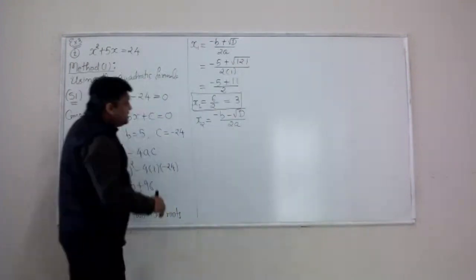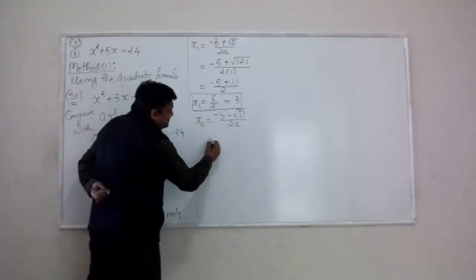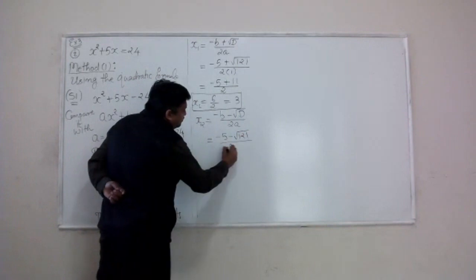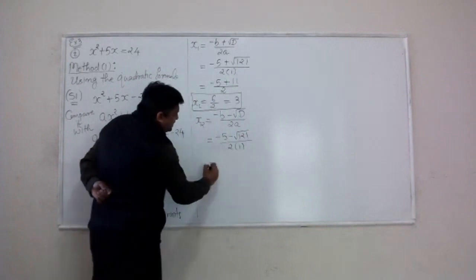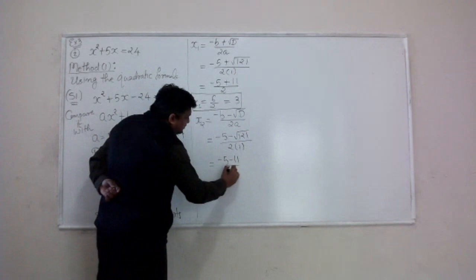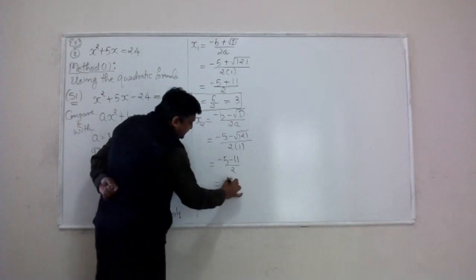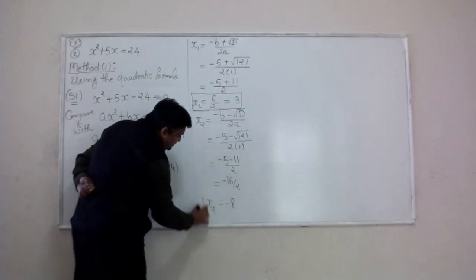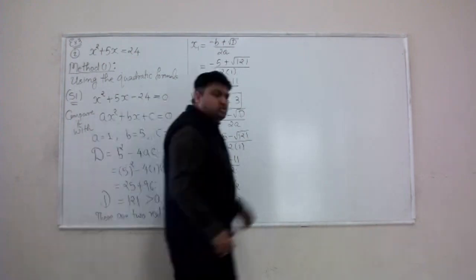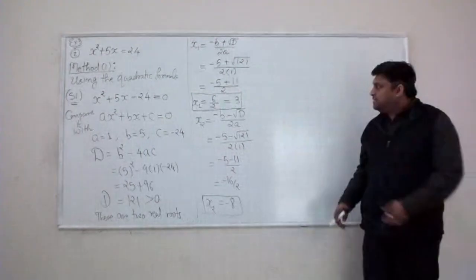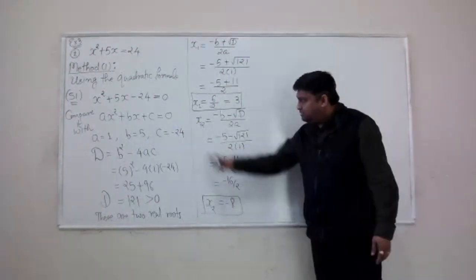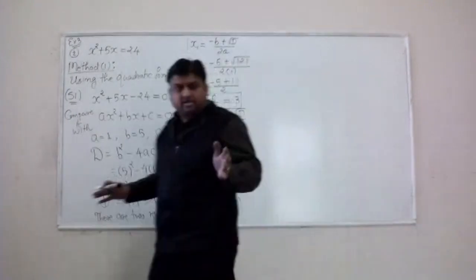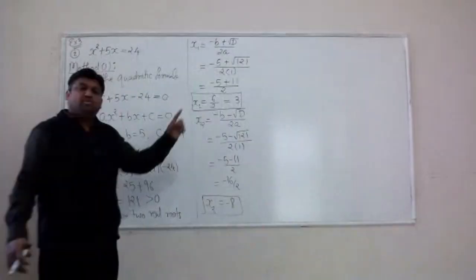All right. Okay, let's compute the second solution. Negative 5 minus square root of 121 over 2 times 1. Negative 5 minus 11 over 2. Looks like that's negative 16 over 2. We simplify it as x2 equal to negative 8. So there are two solutions of this quadratic equation, and we got them both using the quadratic formula. No trick, right? So, straightforward use of the formulas.